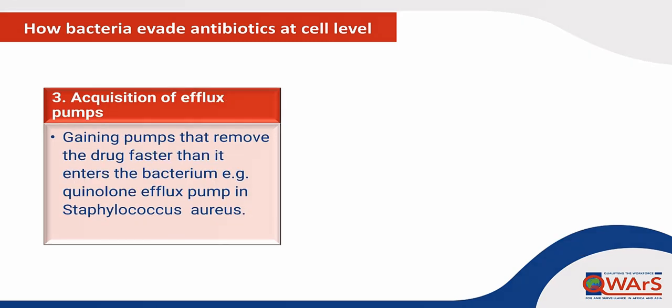Third, acquisition of efflux pumps, expelling antibiotics from the microbes through efflux pumps. For example, some Pseudomonas aeruginosa bacteria can produce pumps to get rid of important antibiotic drugs such as beta-lactams, chloramphenicol, and quinolone efflux pump in Staphylococcus aureus.